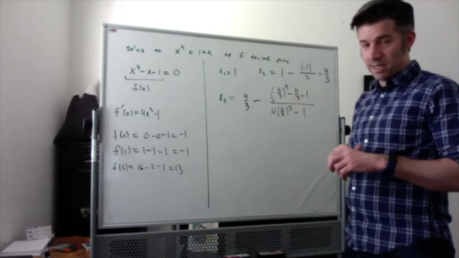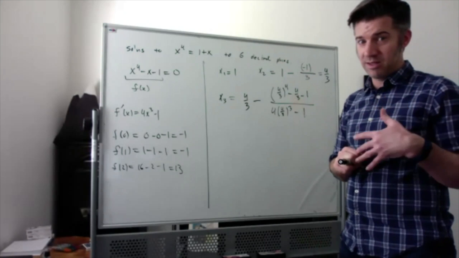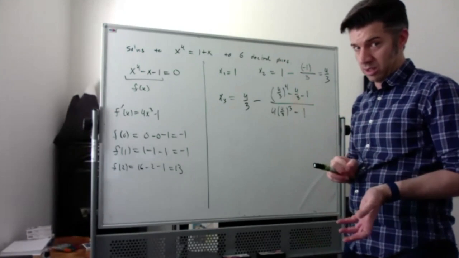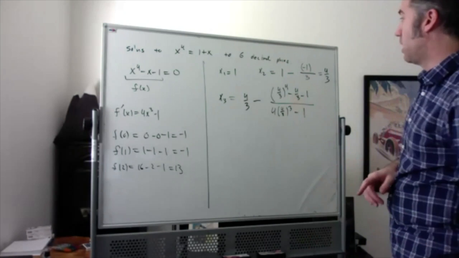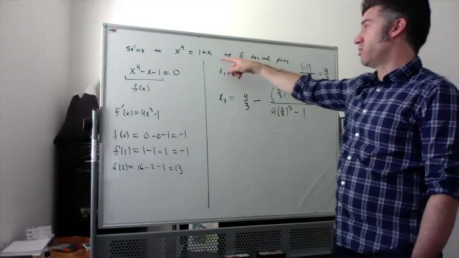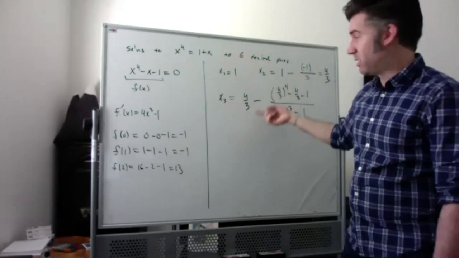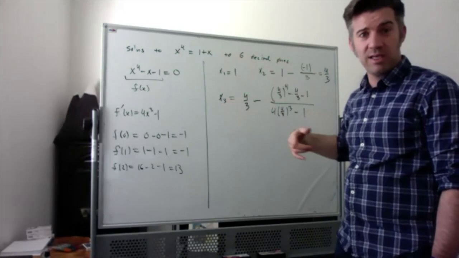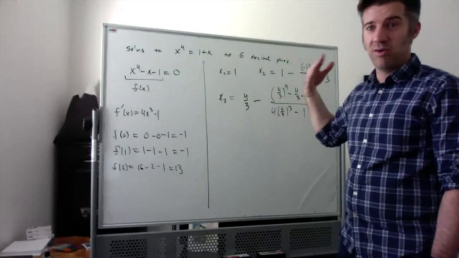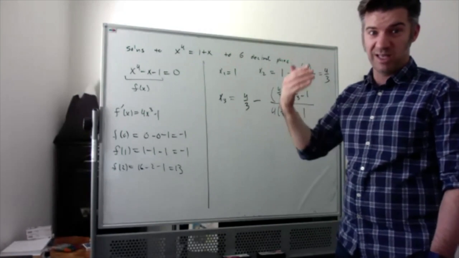So here's the idea, and this is where you definitely should use a calculator. Because to approximate the root of this to 6 decimal places, you have to keep plugging this in and doing this iterative process until your answers don't change to the 6th decimal place.